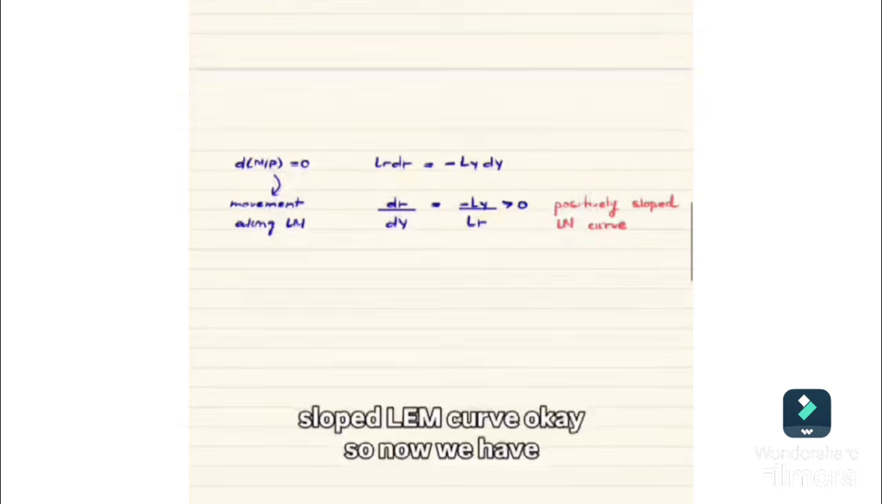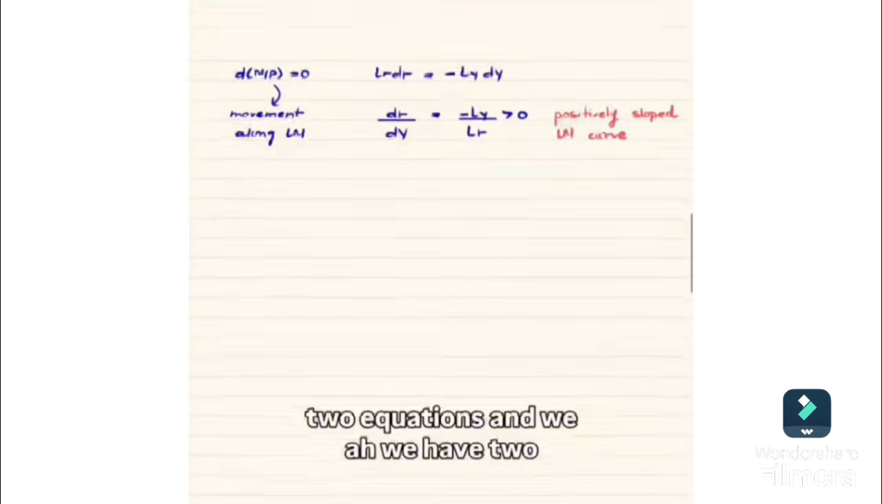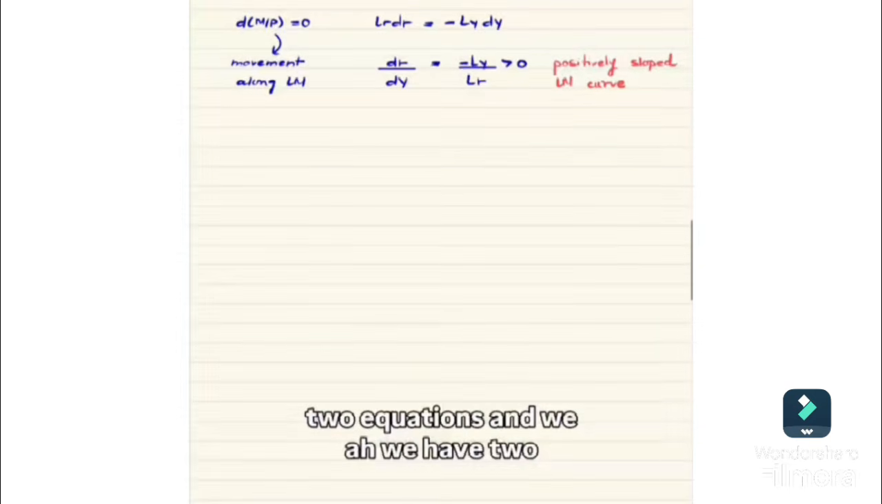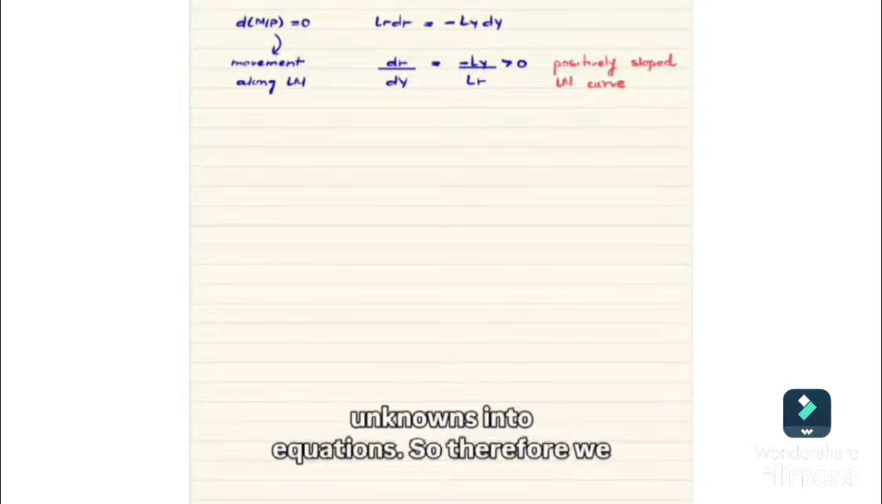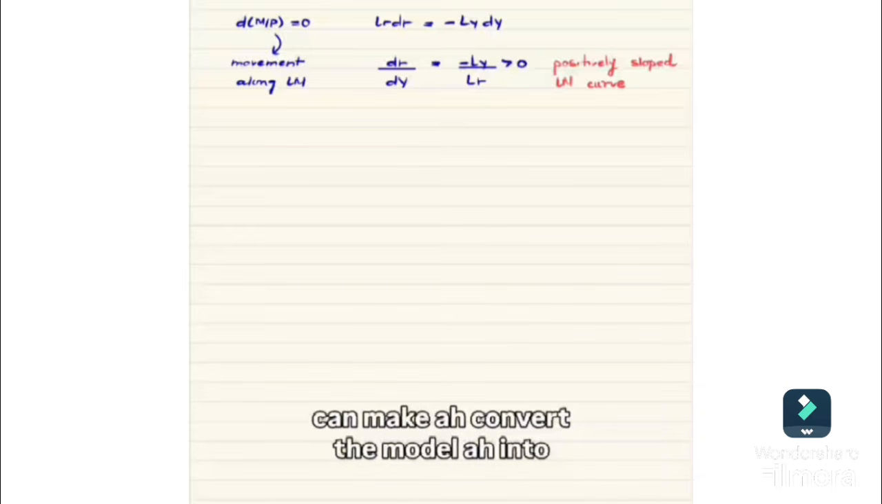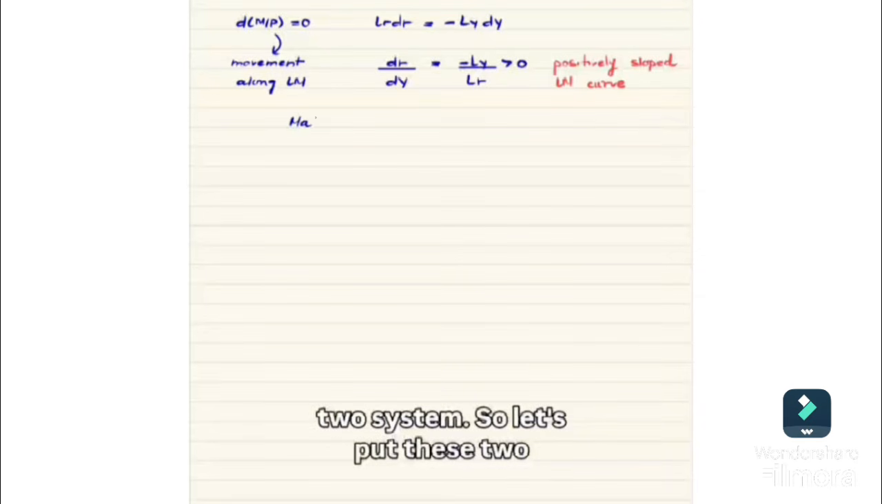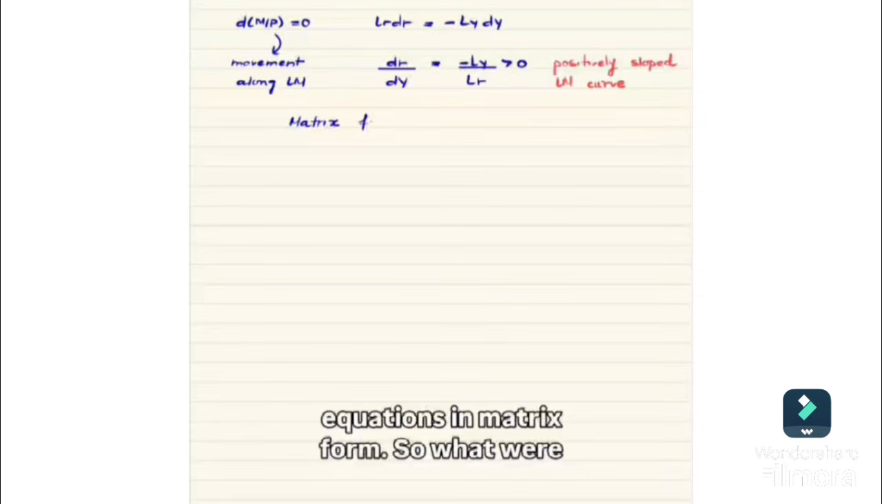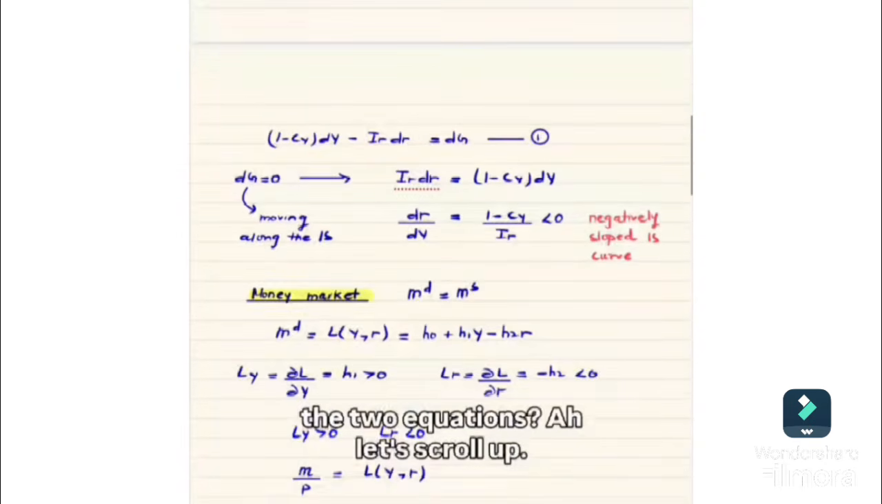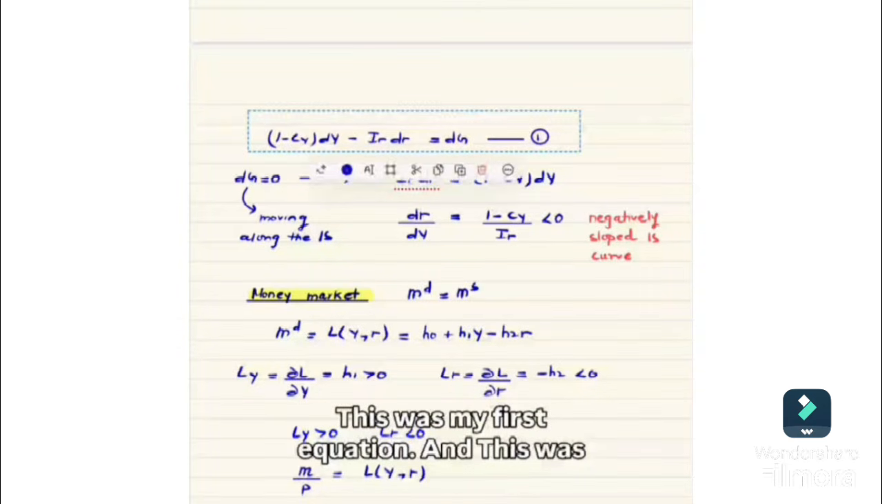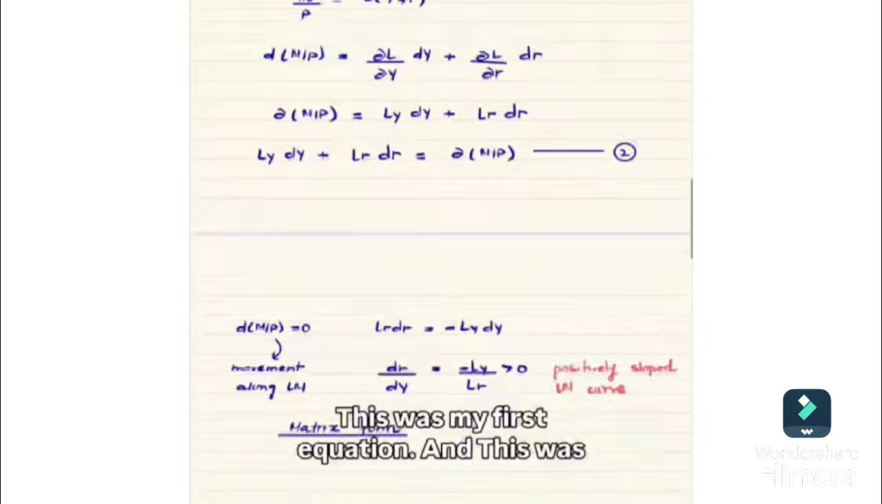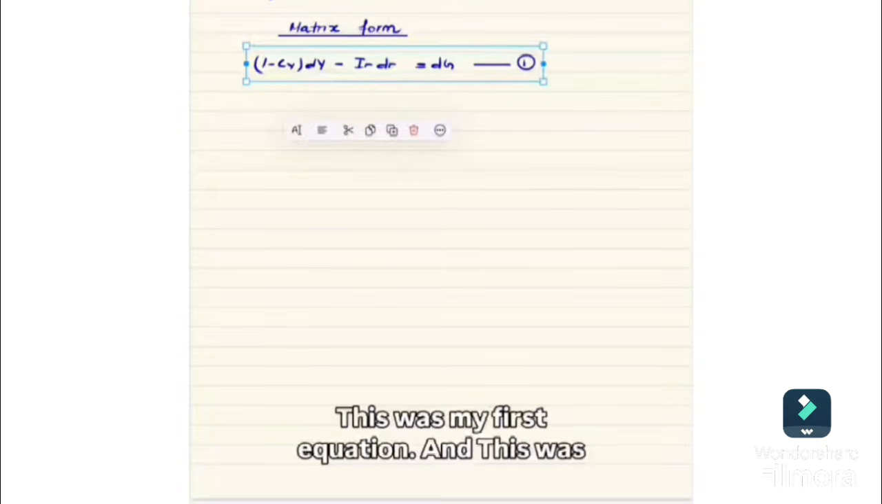LM curve. Okay, so now we have two equations and two unknowns. Therefore we can convert the model into matrix form, and we'll have a 2 by 2 system. So let's put these two equations in matrix form. What were the two equations? Let's scroll up. This was my first equation, and this was my second equation.